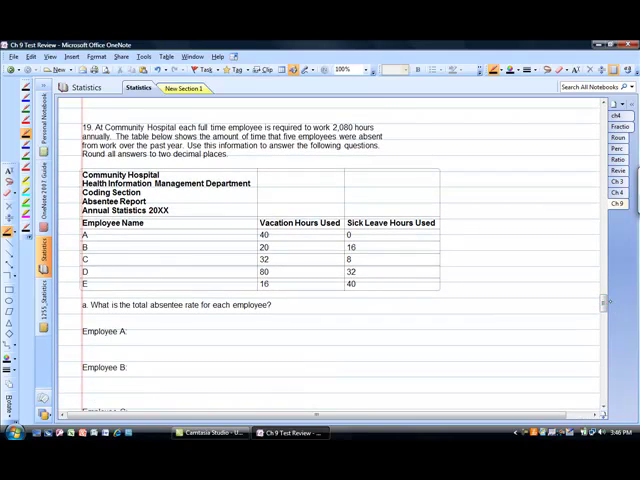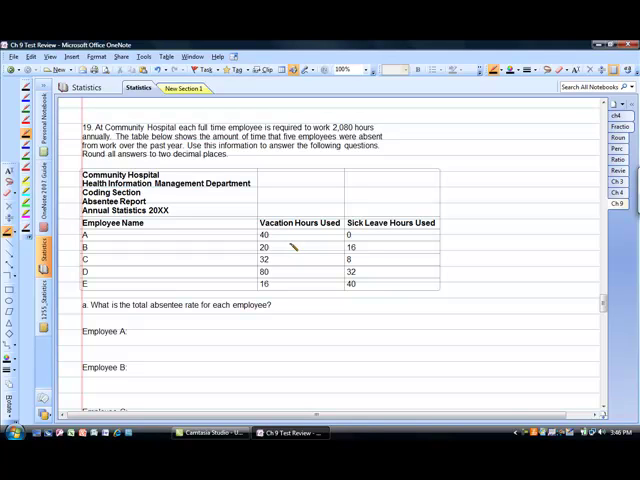At Community Hospital, each full-time employee is required to work 2,080 hours annually. The table below shows the amount of time that the 5 employees were absent from work over the past year. Use this information to answer the following questions. Okay, we want to know the total absentee rate for each employee.